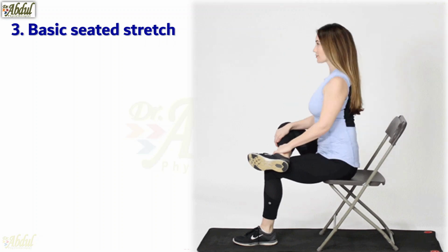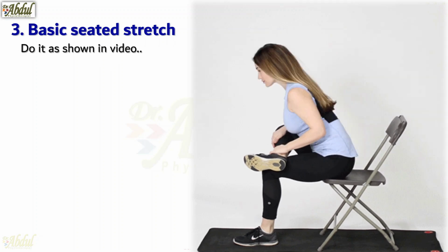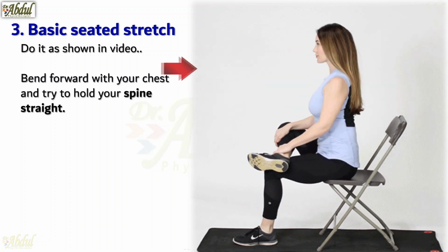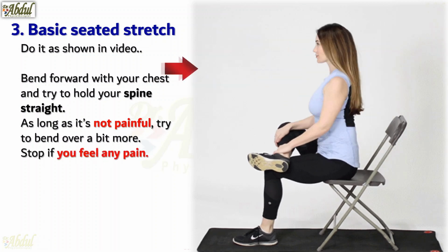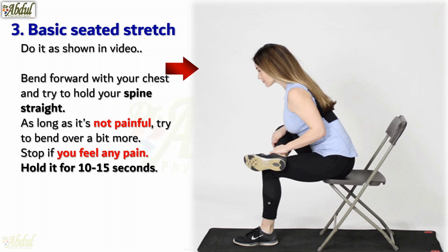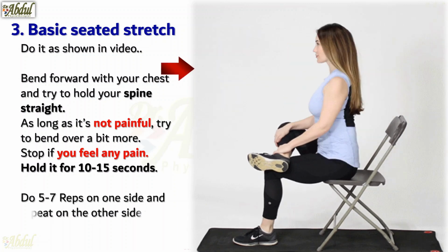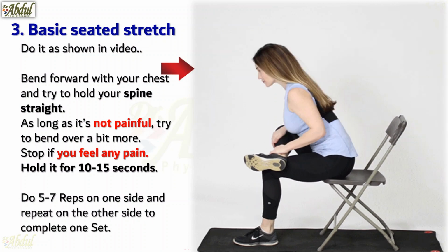3. Basic seated stretch. Do it as shown in the video. Bend forward with your chest and try to hold your spine straight. As long as it's not painful, try to bend over a bit more. Stop if you feel any pain, hold it for 10 to 15 seconds. Do 5 to 7 reps on one side and repeat on the other side to complete one set.